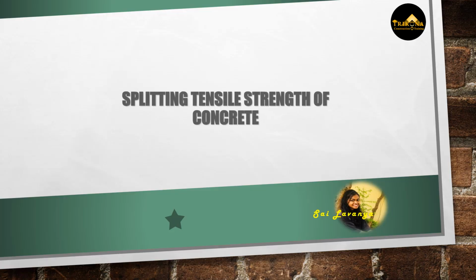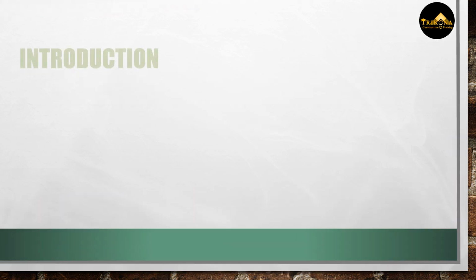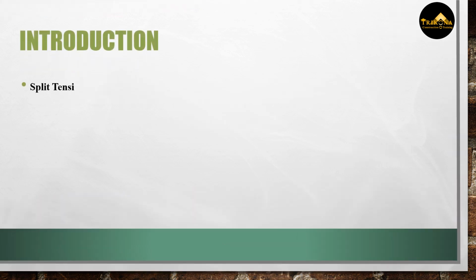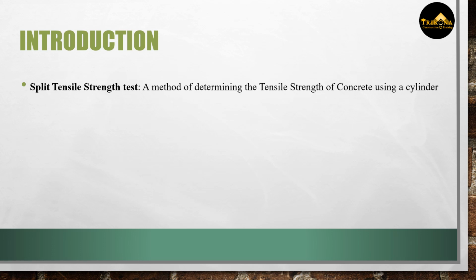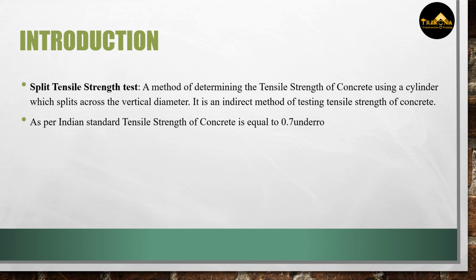Splitting tensile strength of concrete. Introduction. Split tensile strength test: a method of determining the tensile strength of concrete using a cylinder which splits across the vertical diameter. It is an indirect method of testing tensile strength of concrete. As per Indian Standard, tensile strength of concrete is equal to 0.7 times the square root of the compressive strength of concrete.